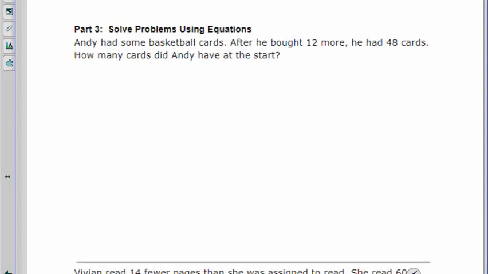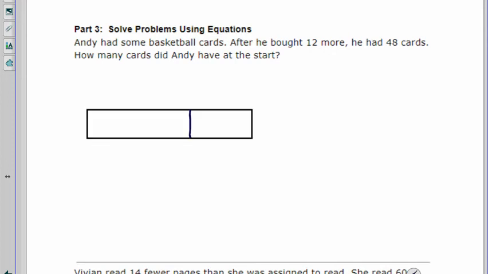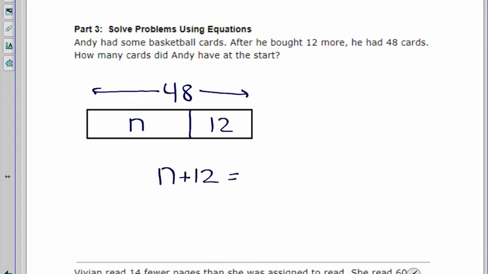All right, Andy had some basketball cards, and after he bought 12 more, he had 48. How many cards did Andy have at the start? Let's draw another bar model. All right, so Andy had some, we'll call it n, basketball cards, and then he bought 12 more, and after he had done that, he had a total of 48. So what he started with plus 12 more is 48. So my equation would be n plus 12 is 48.